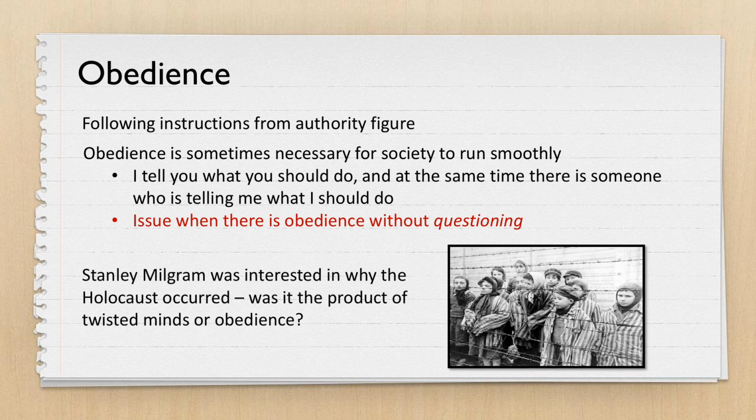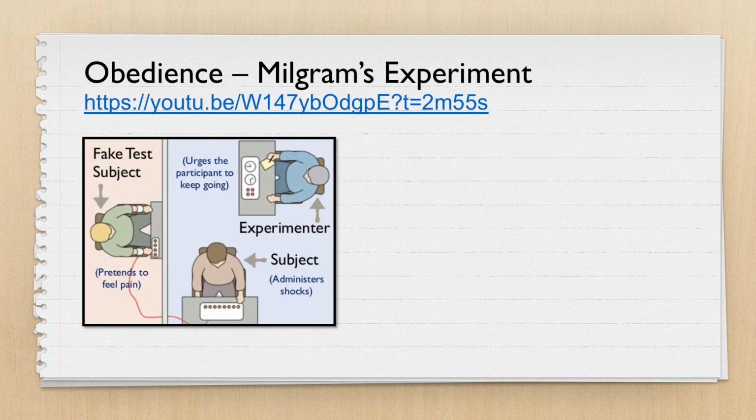So, psychologist Stanley Milgram was interested in why the Holocaust occurred. How human beings can do such horrible things to other human beings. Was it a product of twisted mind or obedience? And actually, we have talked about this experiment in our previous chapters. I'm wondering if you guys still remember. But since this is also a very important experiment in the history of psychology, please watch the video again.